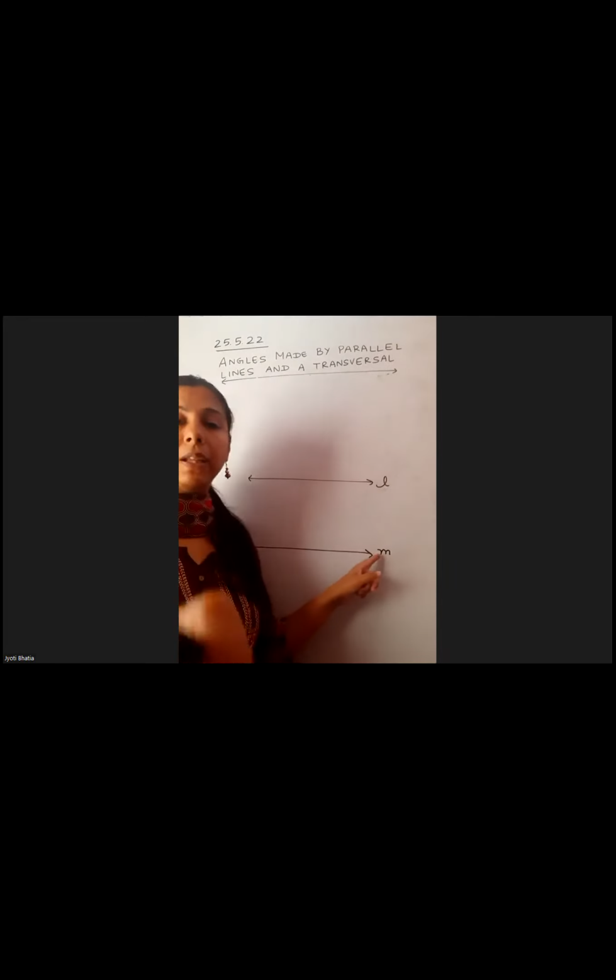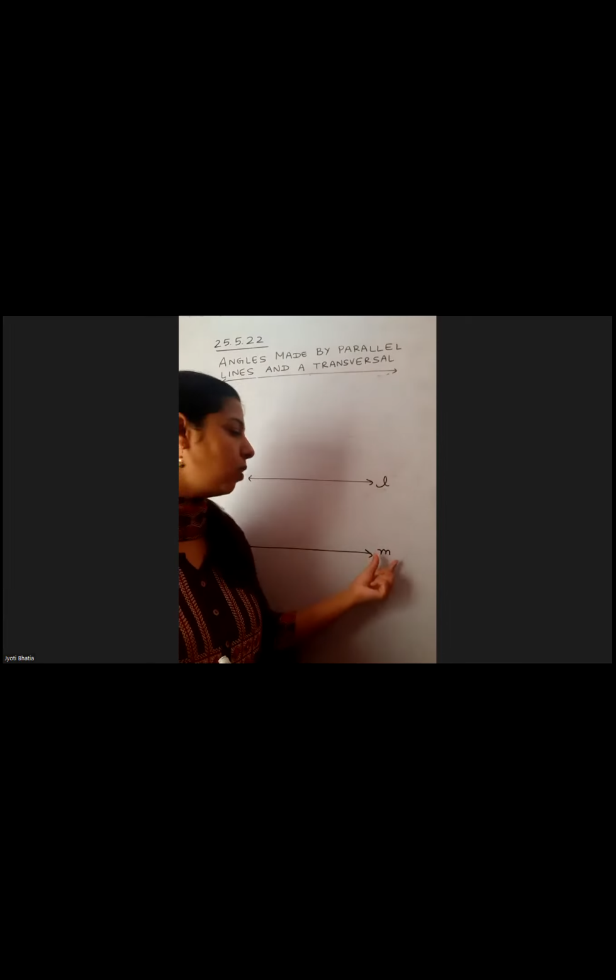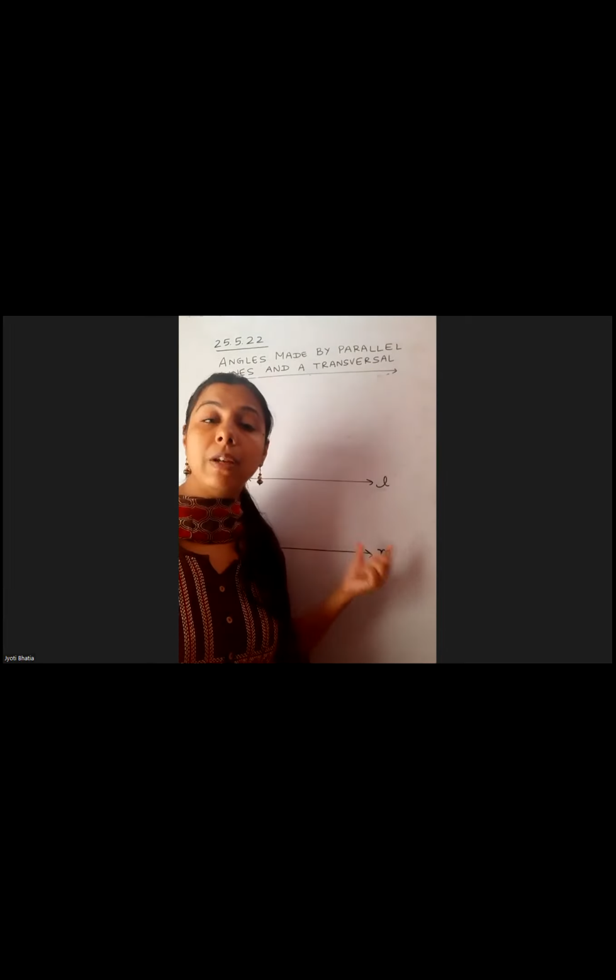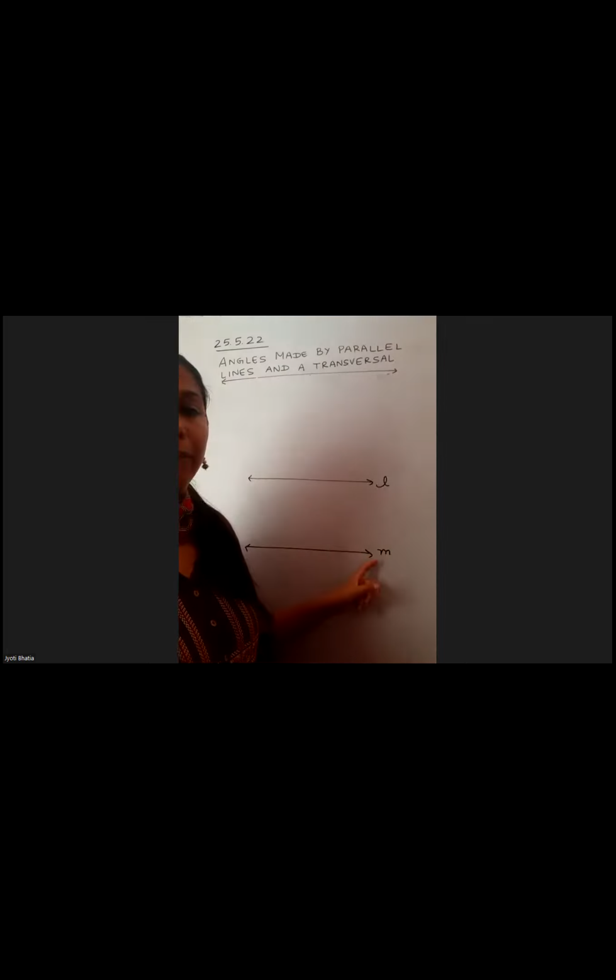Okay, suppose this is a pair of parallel lines. I'm giving them the names small l and small m. The lines are always given names using small alphabets. Okay, so I've taken l and m. Are these the symbols of parallel lines? Yes, ma'am. This is the symbol for parallel lines.